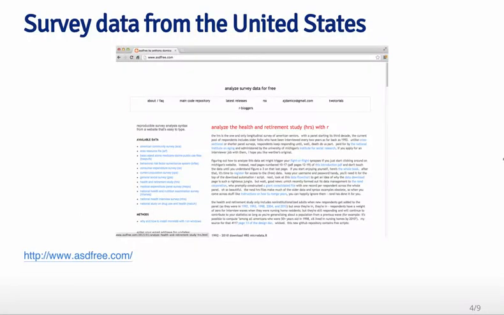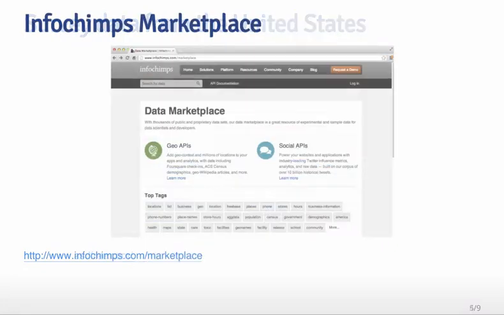You can also get survey data from the United States. This website here gives you a lot of information about how you actually access the surveys and process them in R. So it's actually really nice because the surveys are often very big and unwieldy, and this website gives you a lot of information on how to access them.